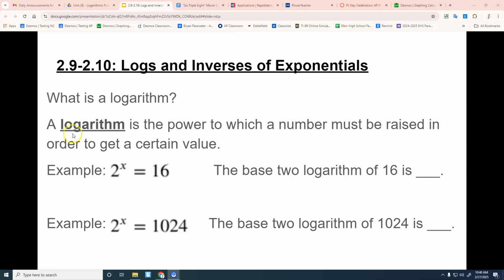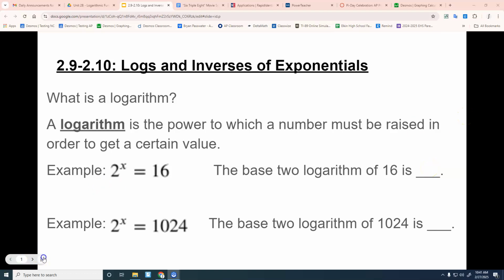A logarithm is the power to which a number must be raised in order to get a certain value. So if we think of it like an exponential, 2 to the x power equals 16. This x right here is what we're finding when we're doing a logarithm. So this x would be the base 2 logarithm of 16. That would be written like this.